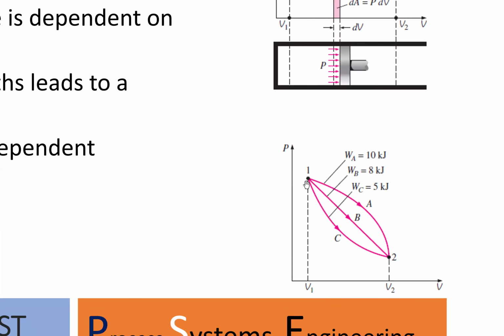So maybe I'm moving from point one to point two. Someone uses path A. If we find the area under that curve, realize that it's going to be a larger value. The magnitude is larger than if we find the area under B. And that will also be larger than if we find the area under C. So they are all different pathways moving from the first state to the final state, causing an expansion. So we are increasing the volume. But realize that the area under each of them is different.